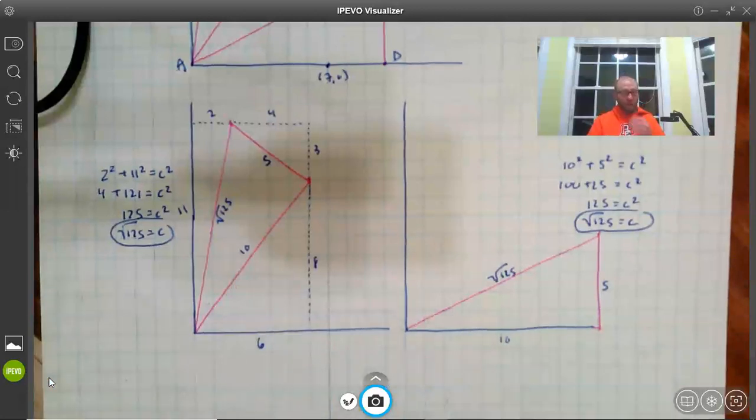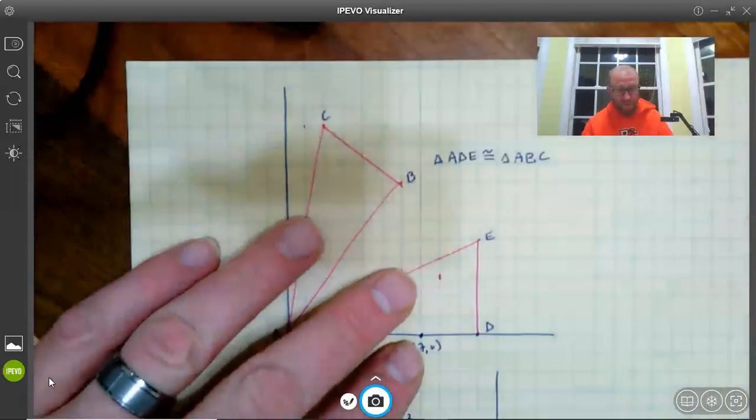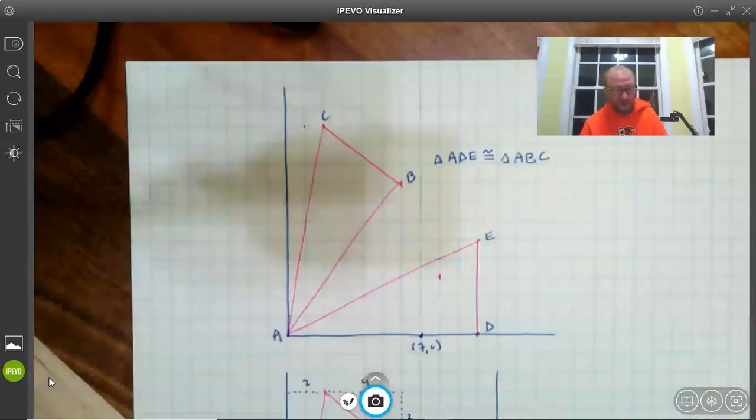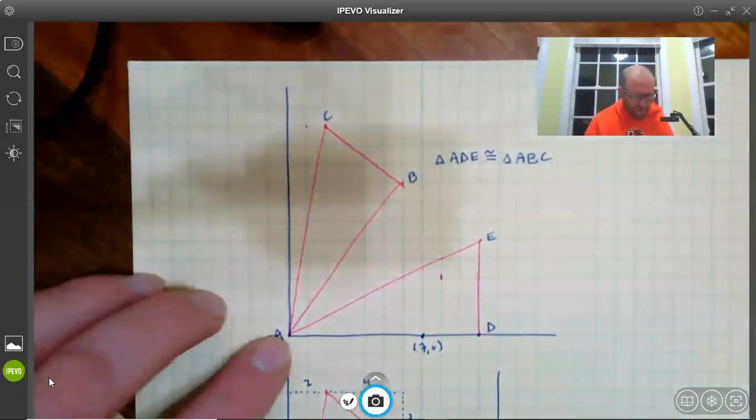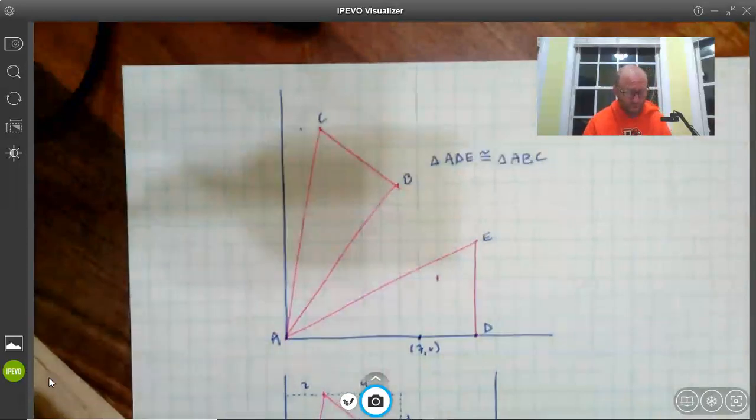All right, so that we know. Now, what was the transformation that maps one to the other? Appears to be a rotation. So it looks like this one just got turned up here by some angle around a center of rotation at A, which is the point 0, 0.